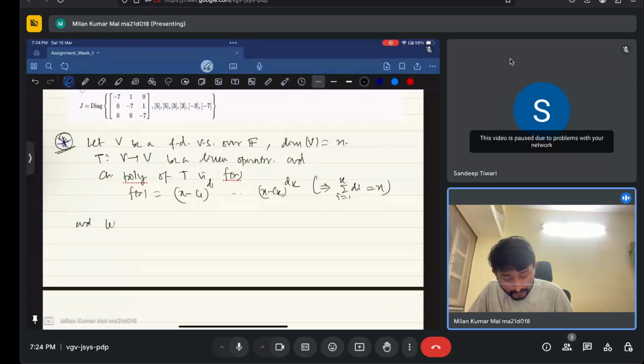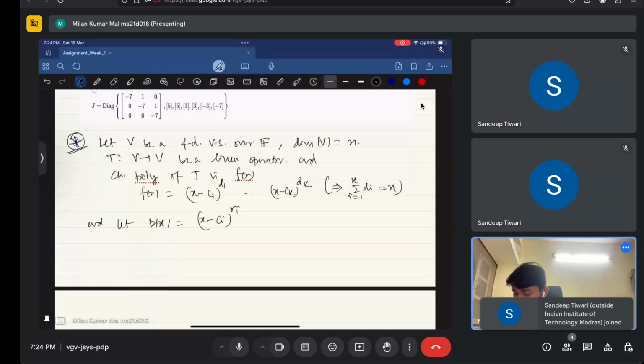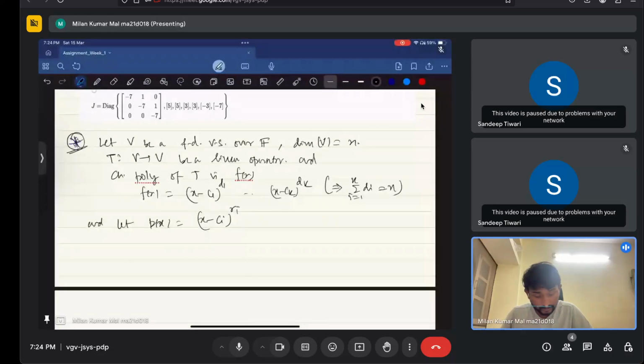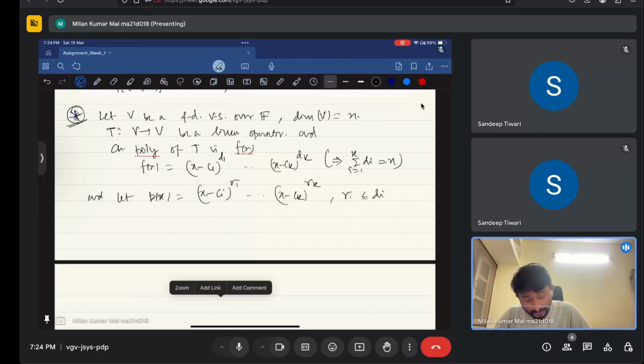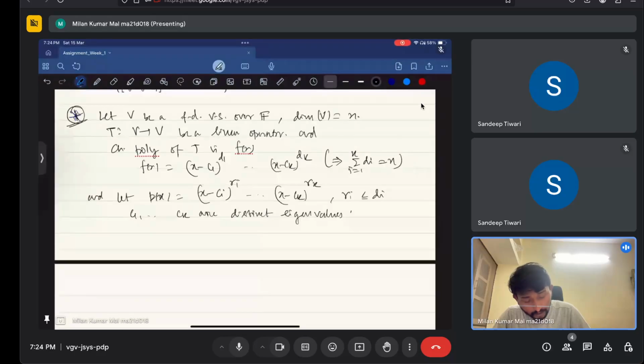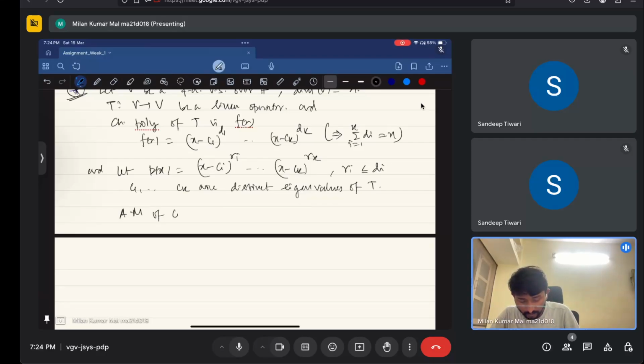And let p(x), the minimal polynomial, be (x minus c1) to the power r1 all the way to (x minus ck) to the power rk, where the ri are integers less than or equal to di, and c1 all the way to ck are distinct eigenvalues of T. So now the algebraic multiplicity of the eigenvalue ci is equal to di.